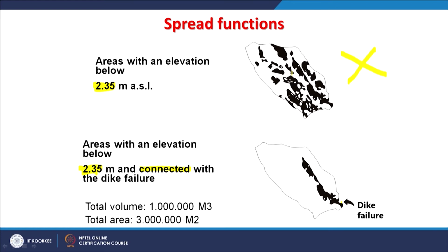So, for a more realistic analysis of this spread function or flooding, we need to know where exactly the failure or a scenario is, and which are the only areas which are connected with dike failure, then they will be flooded. And once you have got this, because in the background you have a digital elevation model, definitely you can calculate the area and also the volume of water.